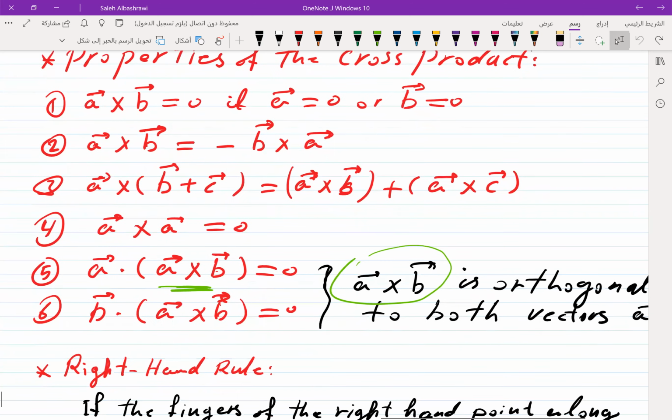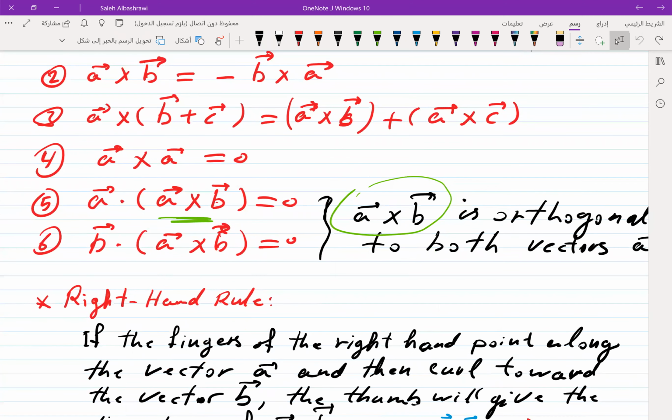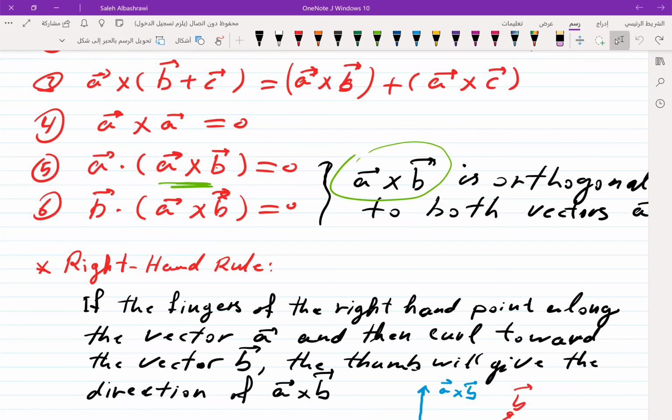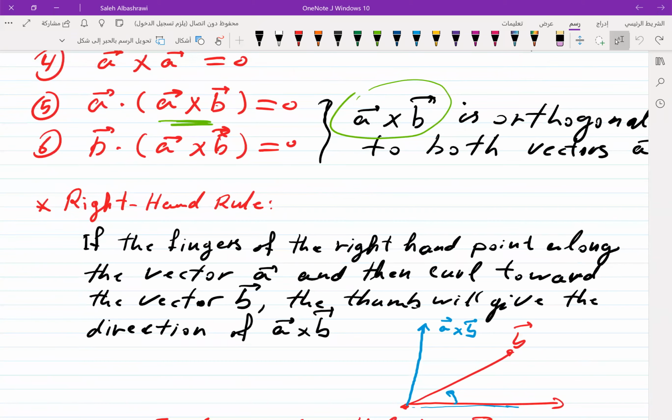For the direction of A cross B, we use what's called the right-hand rule. The rule says that if the fingers of the right hand point along the vector A and then curve toward the vector B, the thumb will give the direction of A cross B. In this case, A cross B will be up. If it is reversed, it will be down.